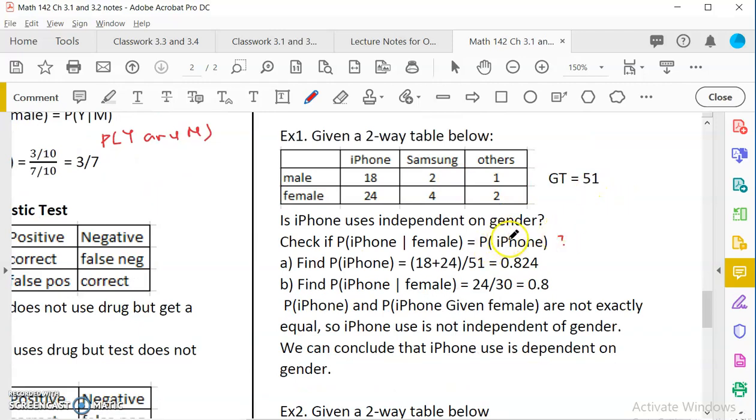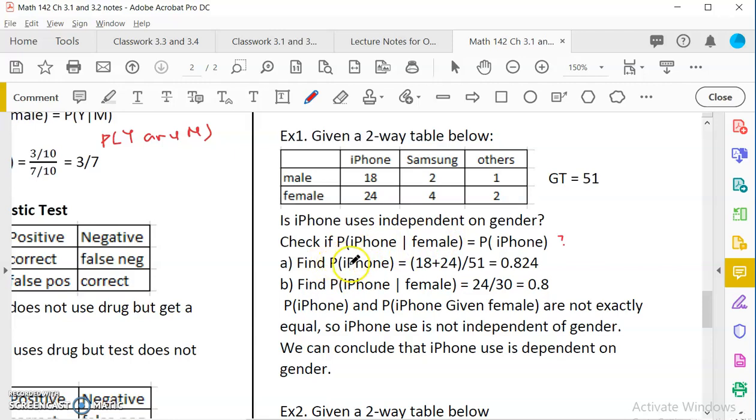See if the probability of using an iPhone is the same as the probability of someone using an iPhone given they are female. Does being a female change the probability of that person using an iPhone? If it does, that means it is dependent. If it's the same, then it is independent. That means your gender does not affect the probability of someone using an iPhone.